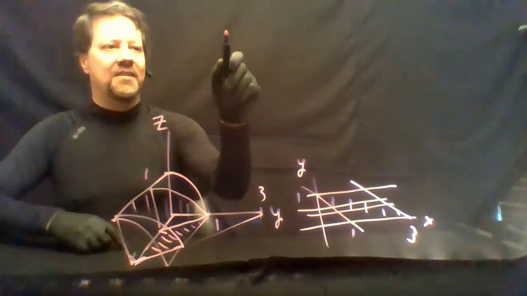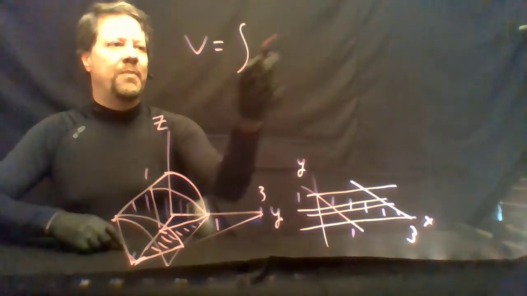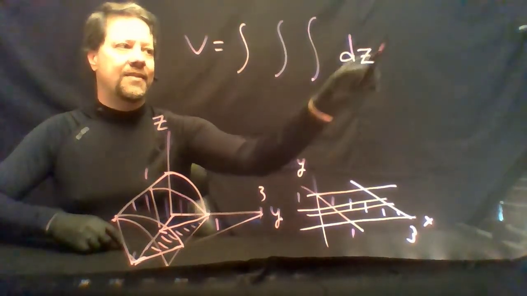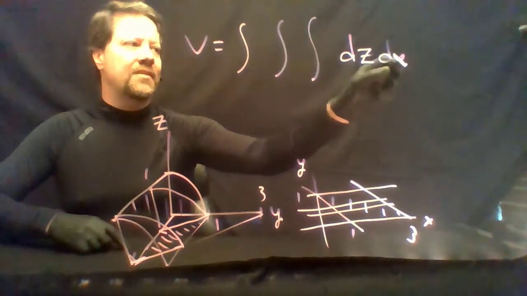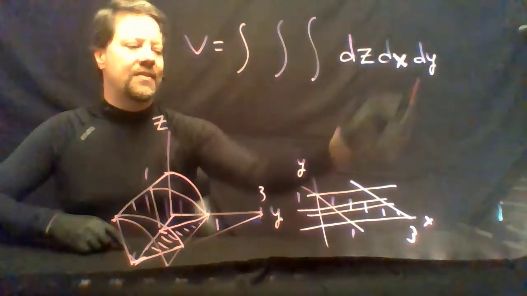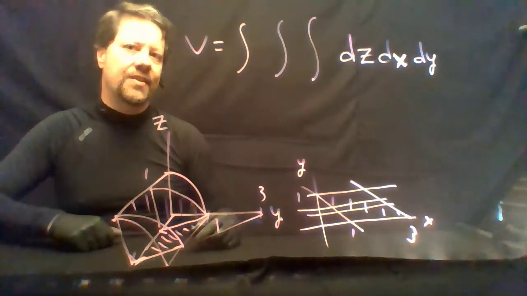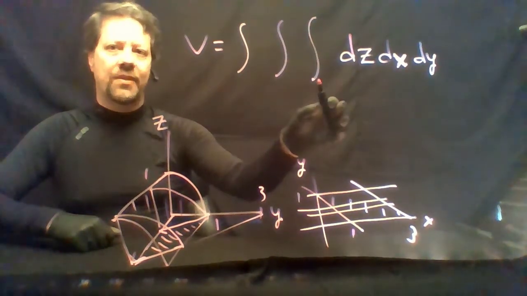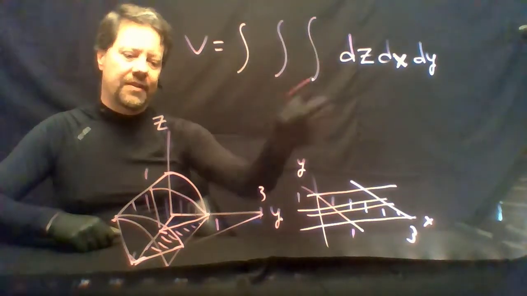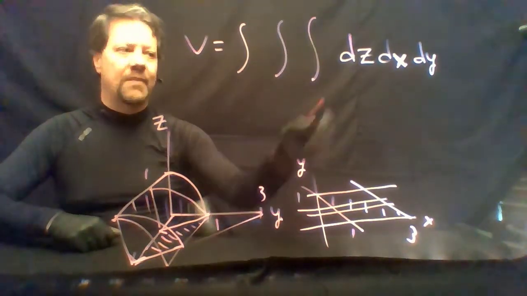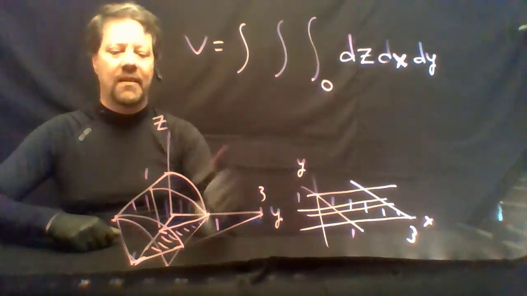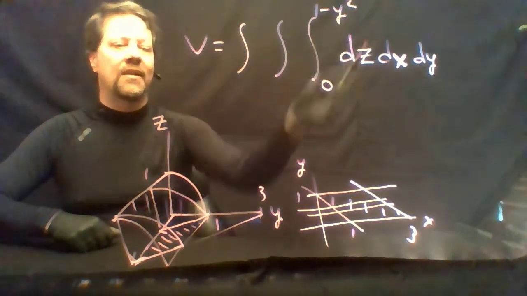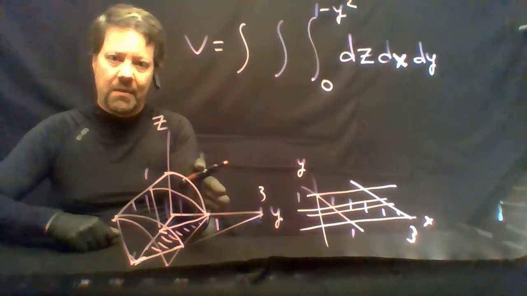According to Fubini's theorem, the volume will be a triple integral. The volume element that we're integrating is dz dx dy, since we're going to be using horizontal cross-sections in the xy plane. We integrate z from lower surface to upper surface. The lower surface is the xy plane, z equals 0. The upper surface is given by z equals 1 minus y squared, that parabolic cylinder.